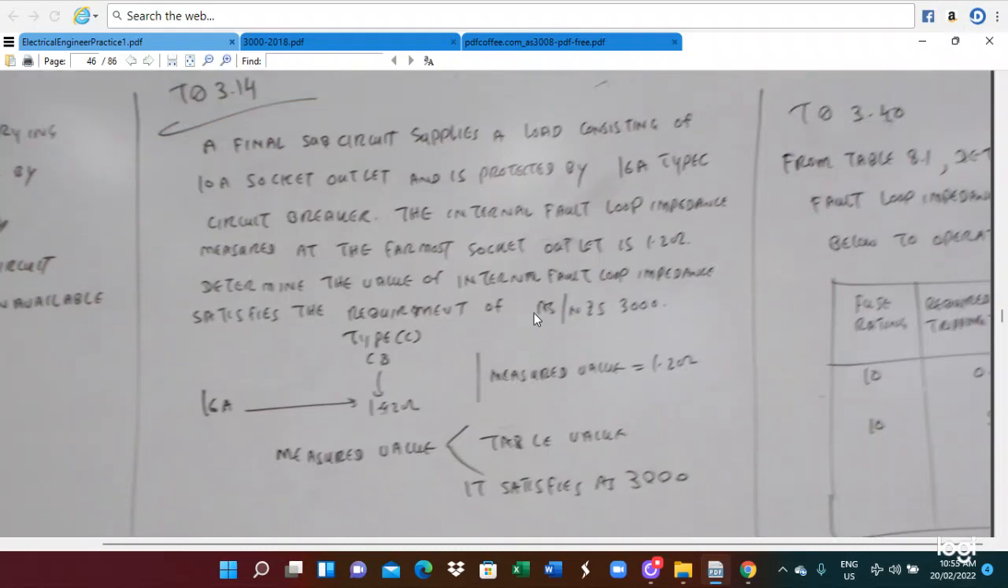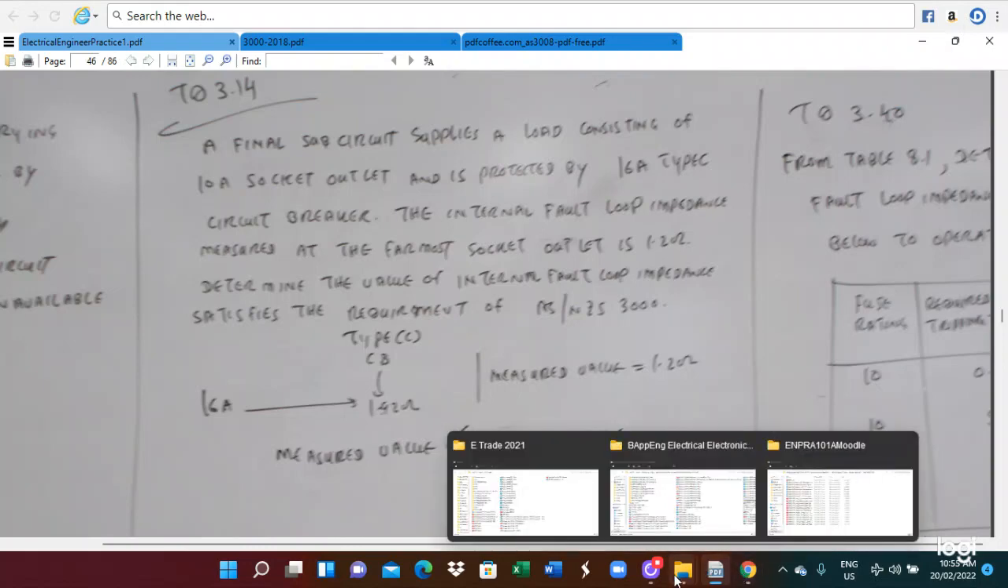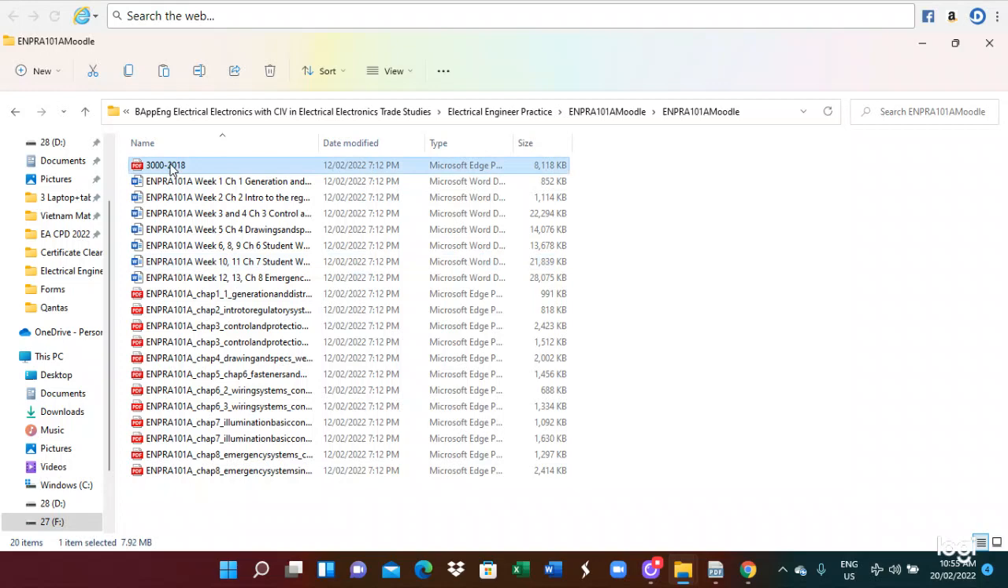So in this case, we know about the fault circuit current. This is for the protection, the 16 ampere type C circuit breaker. So we look at the AS/NZS 3000 rule. So this is AS/NZS 3000.